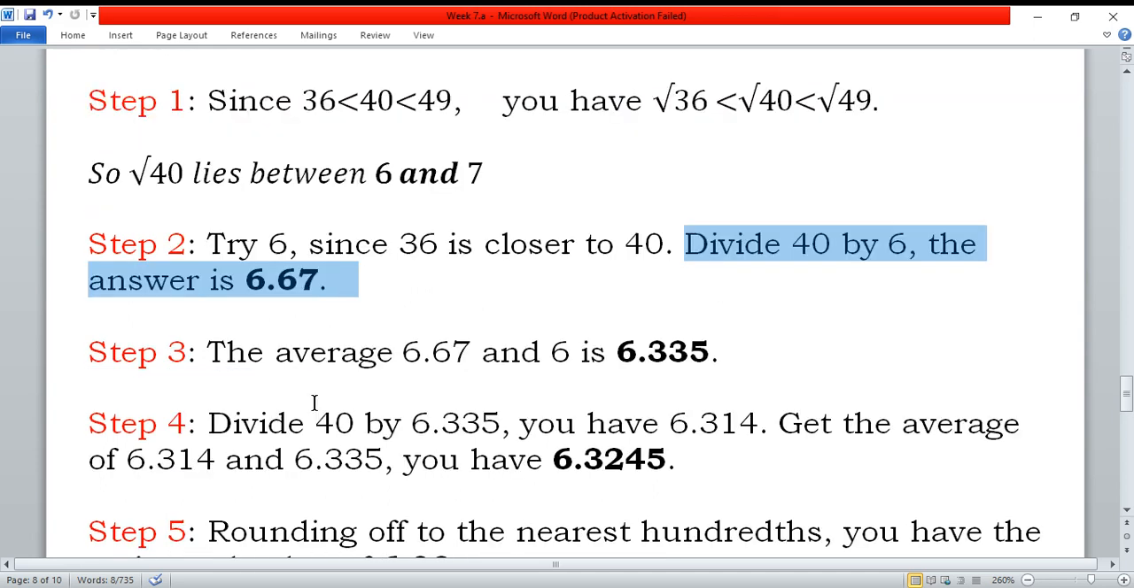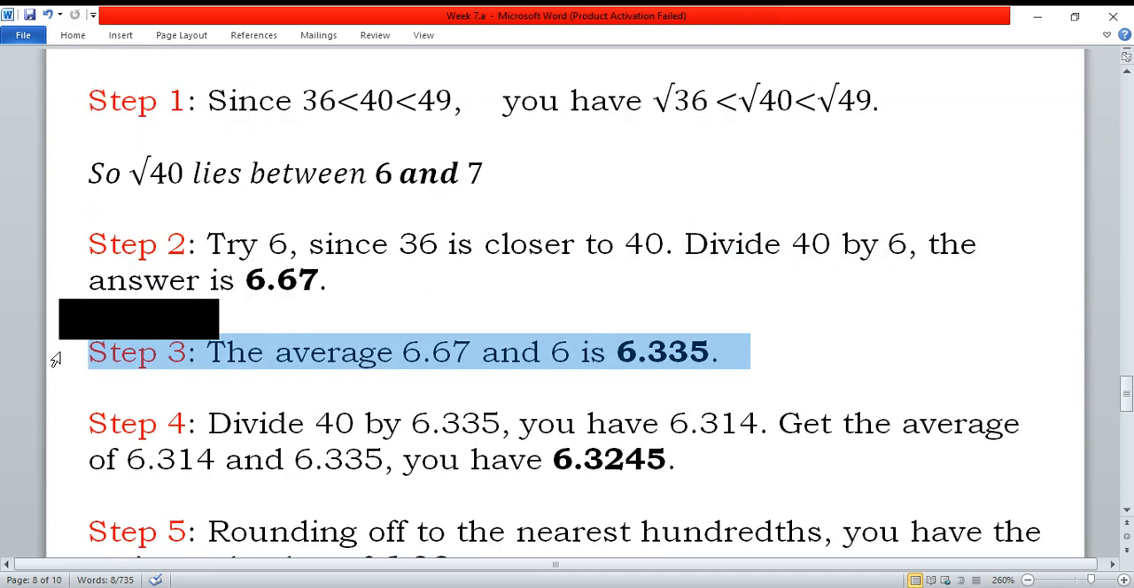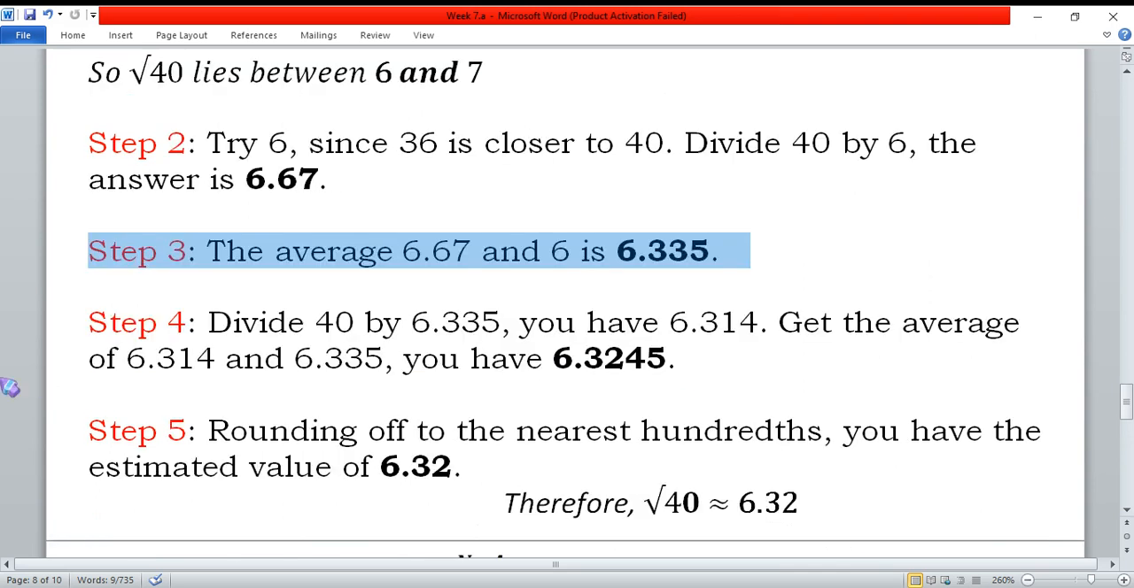Okay? Pero hindi pa tayo hinto dyan dahil meron pa tayong step 3, 4, and 5. So, sa step 3, you will have to get the average of the result in step 2 and the divisor. Kaya, 6.67 plus 6, in-add natin yung 6.67 and 6, tapos dinivide natin sa 2. So, the result will be 6.335.